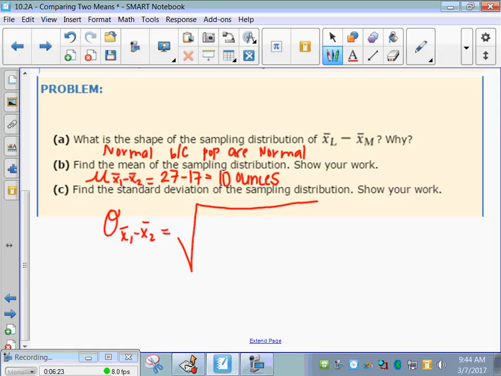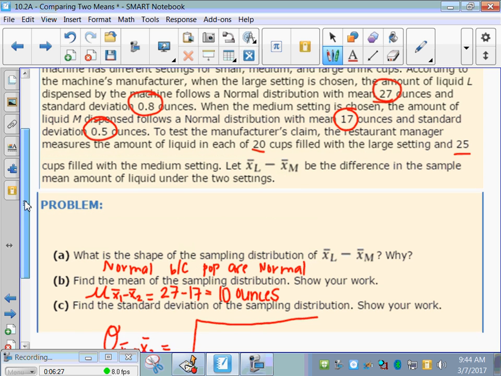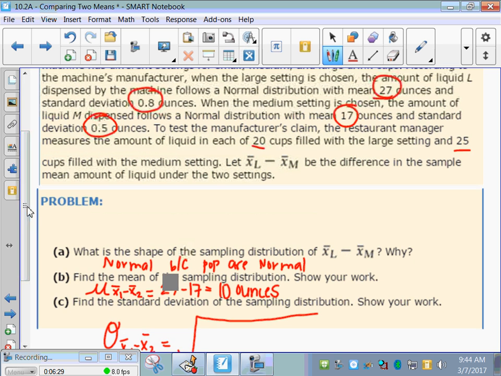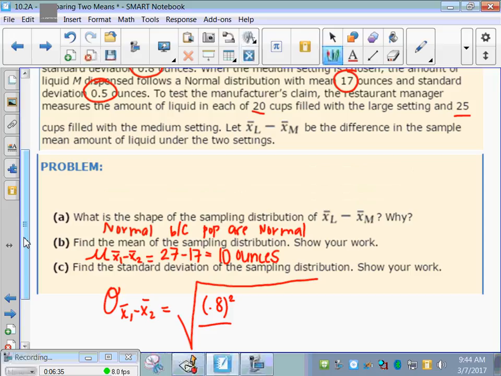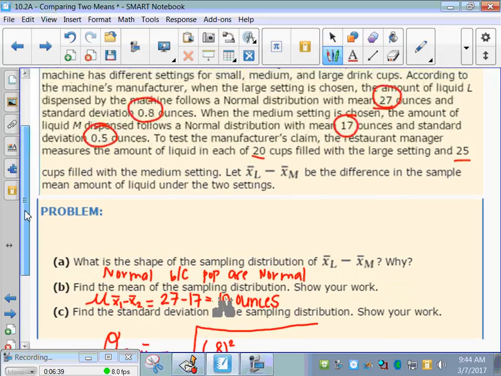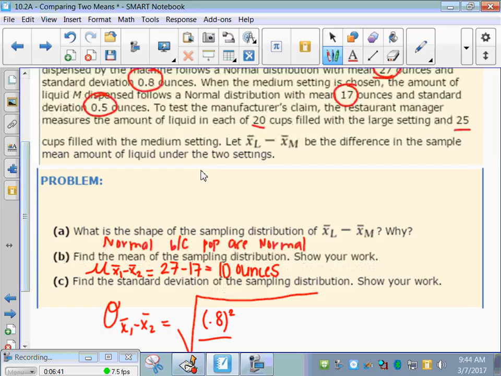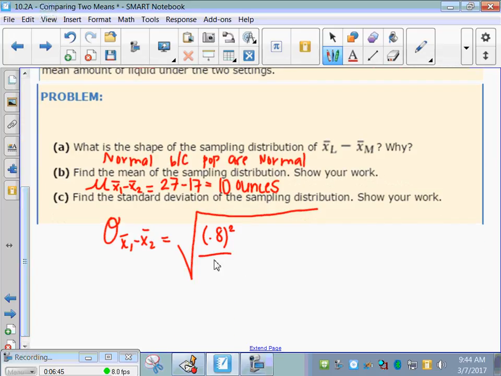Okay. So on the top is the standard deviation squared. So we'll start with the first one. The standard deviation was 0.8, and we're going to square it. And then we divide by the number in our sample. So 0.8 was our large, right? So how many large cups did we do? 20. Okay. So our first sample size was 20.